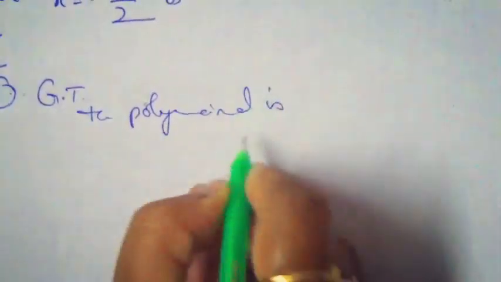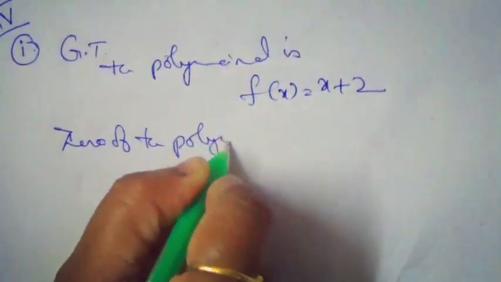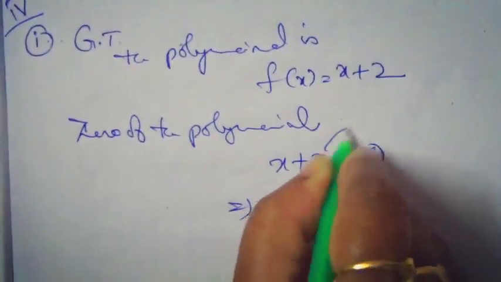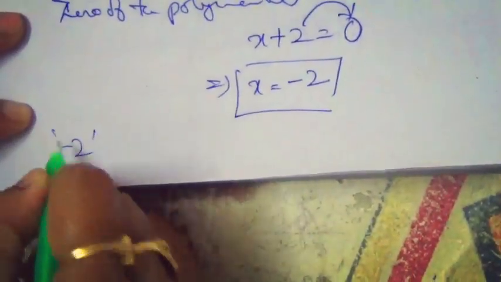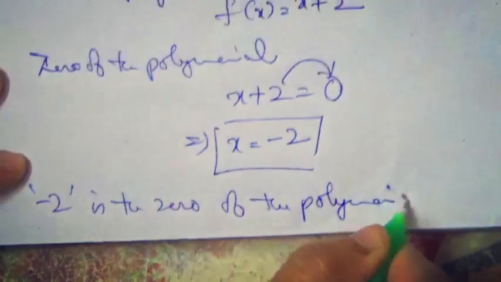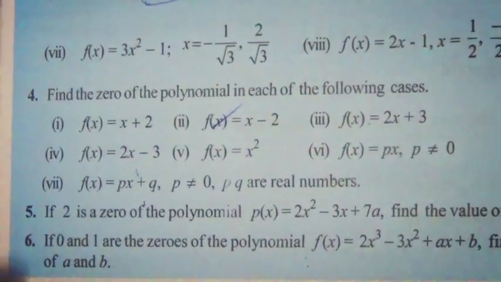Okay, fourth Roman, that is the first sum. Given that the polynomial is f of x is equal to x plus 2. Zero of the polynomial, that is x plus 2 is equal to 0. That implies x is equal to minus 2. That's it. X is equal to minus 2. Minus 2 is the zero of the polynomial. Just like that you have to finish off all of these. So you just do this one. Okay, I will explain next.